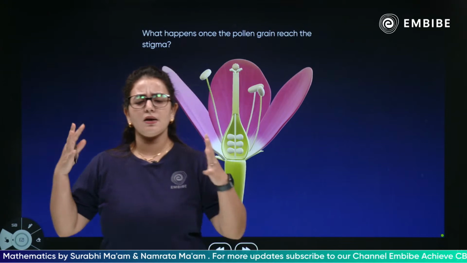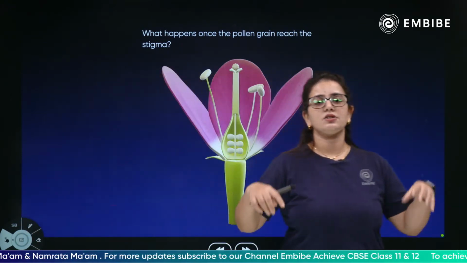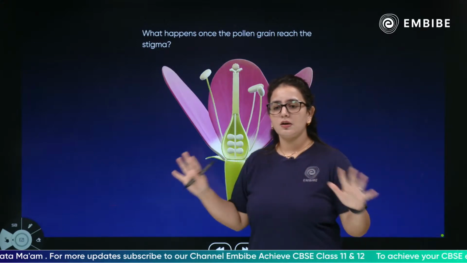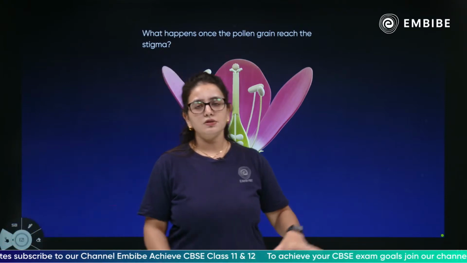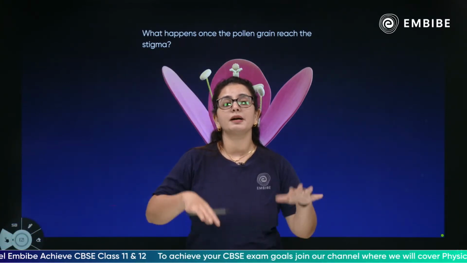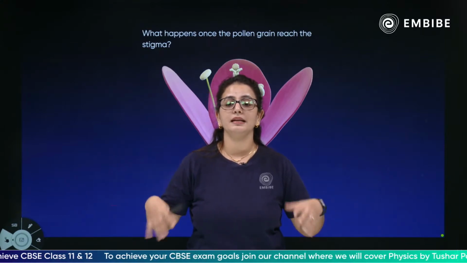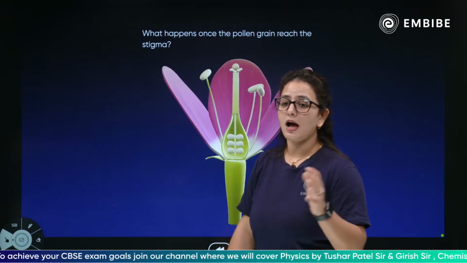Be it air, water, wind, insects or birds, the work done by the agent is the transfer of pollen grain. The pollination has taken place, and the pollen grain has landed on the stigma. But what next? What will happen after the pollen grain has landed on the stigma? Let's see what happens exactly.